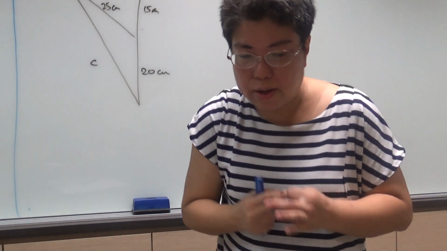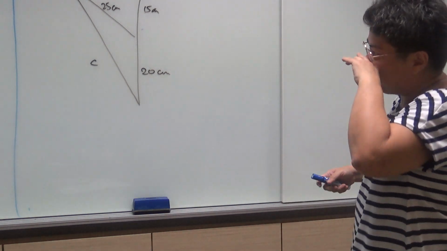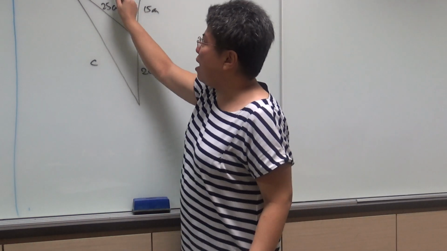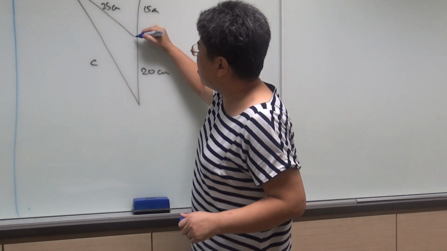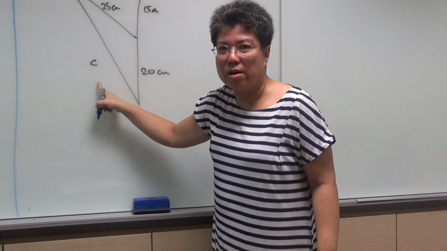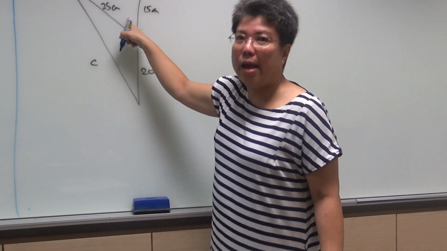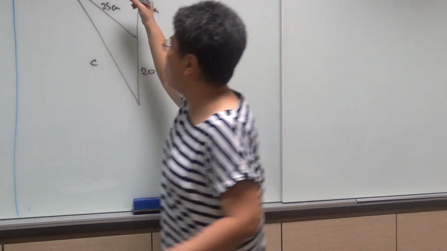Okay, so let's take a look at this particular example. Now, the 2 unknowns are A and C. Now, it is not possible for me to find C first. I will have to find A first. Okay, let me explain to you why.